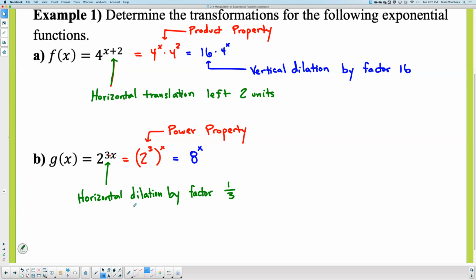Now let's see, how did a horizontal dilation by factor 1/3 turn out? Well, we don't have any other transformation, but what has happened is we changed the base. What was the base at the very start? 2. And now what's my base? 8. We changed the base. So a horizontal dilation is the same thing as changing your base.